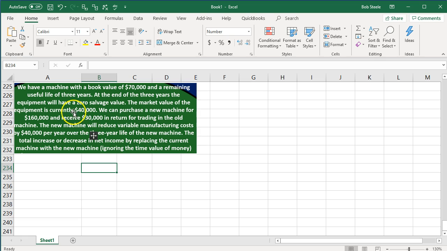Okay, given that, we have a machine with a book value of $70,000 and a remaining useful life of 3 years. The $70,000 is not material here. We're talking about a 3-year time span. At the end of the 3 years, the equipment will have a zero salvage value.